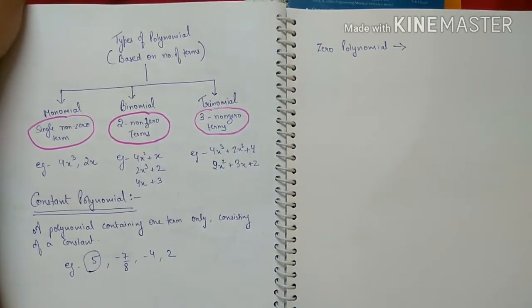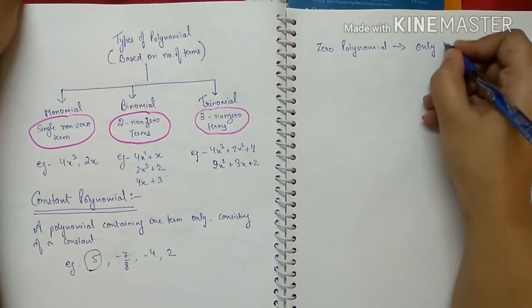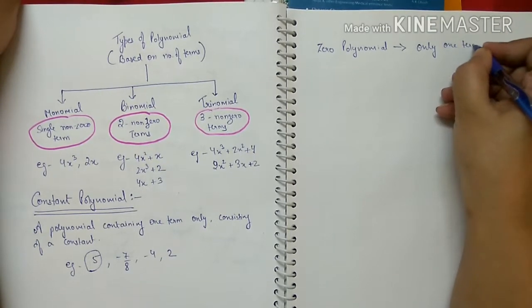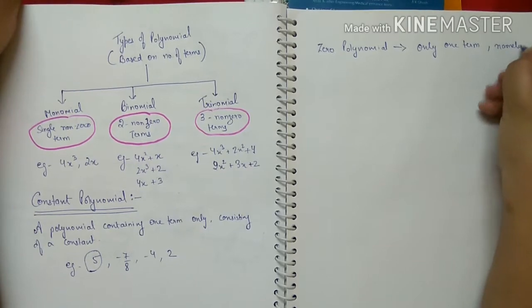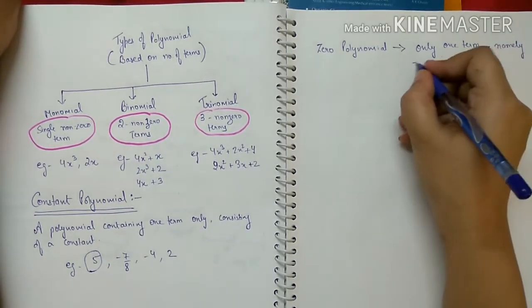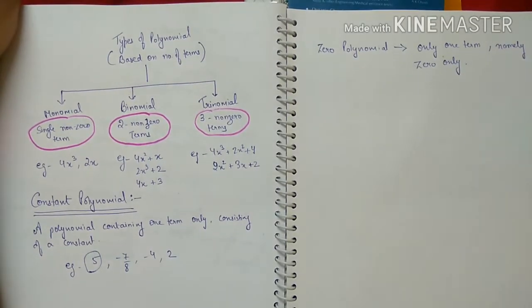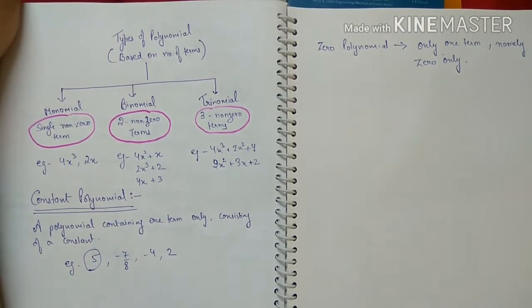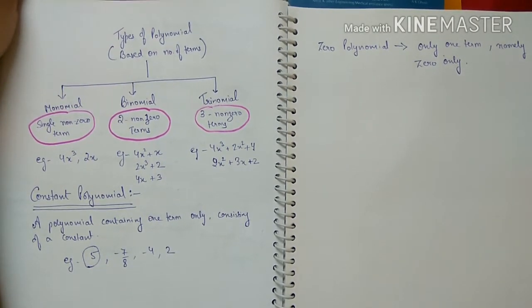We have one more type of polynomial called the zero polynomial. This polynomial also has only one term, namely 0 only. Then it is termed as a zero polynomial. So this was the explanation for our first exercise of chapter number 2, polynomials.